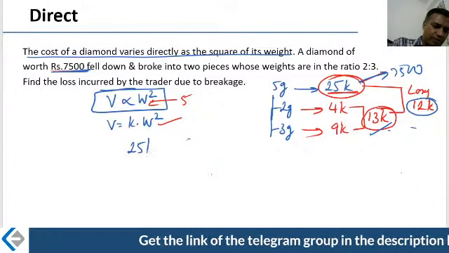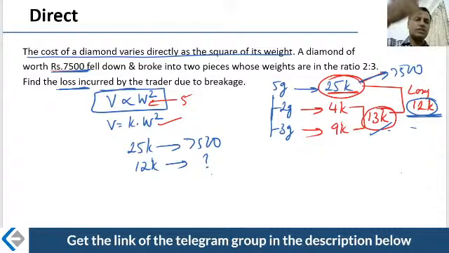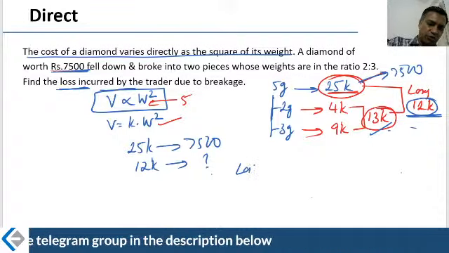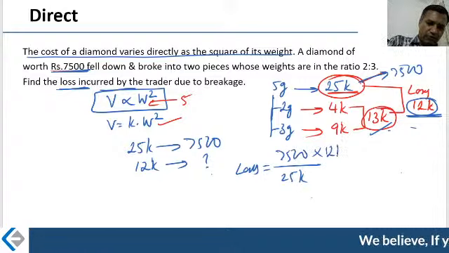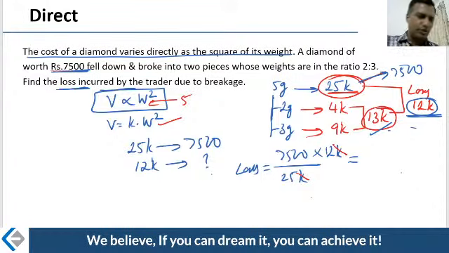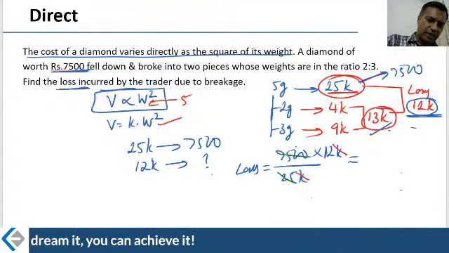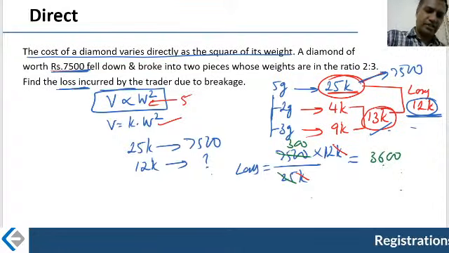You know that 25k corresponds to 7,500. Therefore 12k corresponds to what? Why 12k? Because loss is what we are talking about, and loss is nothing but 12k. You can directly get that relationship. Therefore 25k corresponds to 7,500, so 12k corresponds to what? You can bypass k. K is just a constant guiding the problem. Don't pay special attention to that k, not required. 25 is 3 times, therefore 300, 12 is 3 times, therefore 36, so 3600 is the required answer.